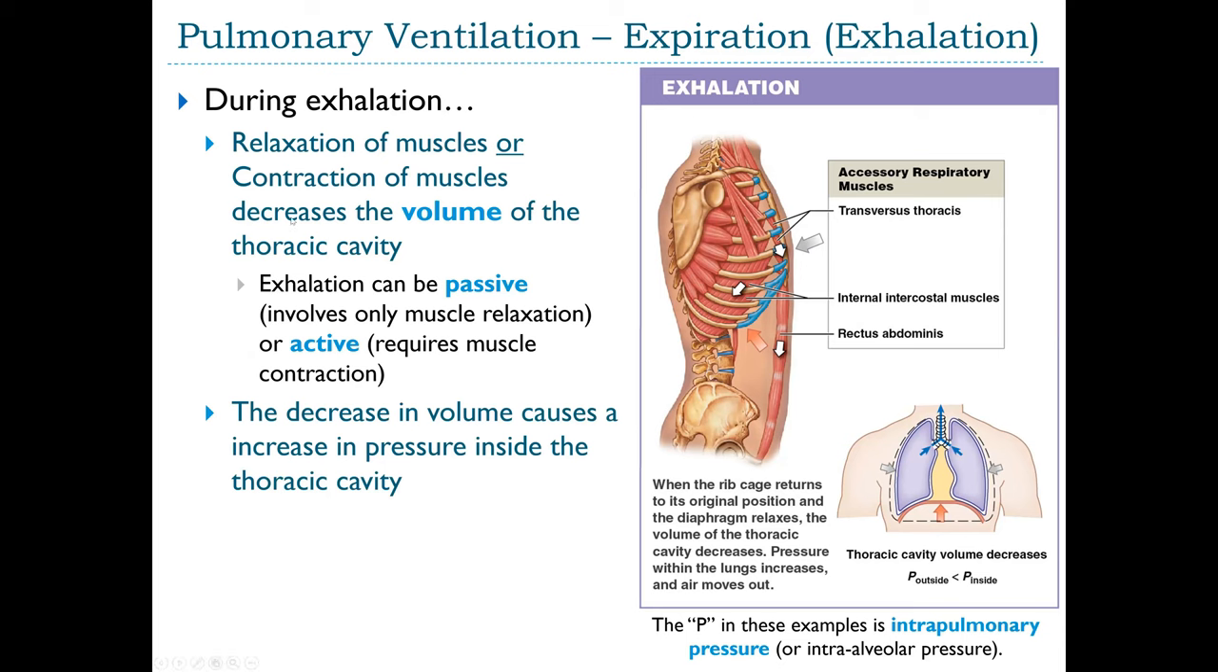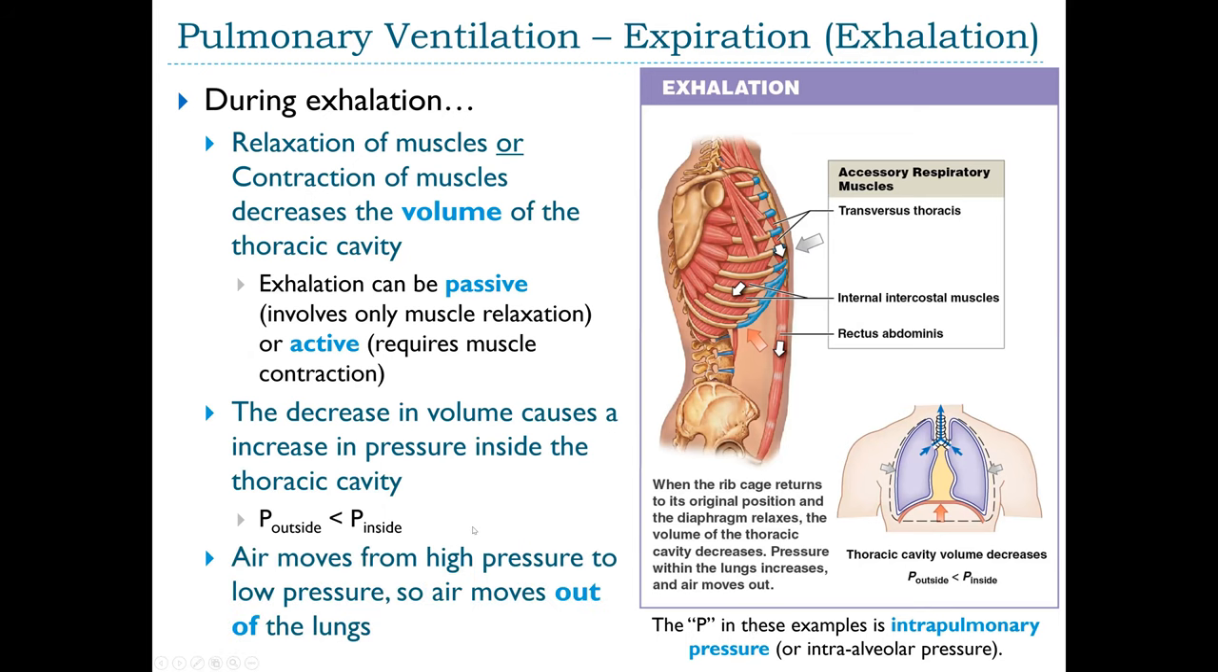So again, we decreased the volume. And because we decreased the volume, we cause an increase in pressure inside the thoracic cavity. So now the pressure inside the thoracic cavity is greater than the pressure outside. And again, this P represents the intrapulmonary pressure. And so again, air moves from an area of high pressure to low pressure. Now the high pressure is inside, the low pressure is outside. So air is going to move out of the lungs. So breathing is all about volume changes, which lead to pressure changes, which lead to changes in the direction air flows.